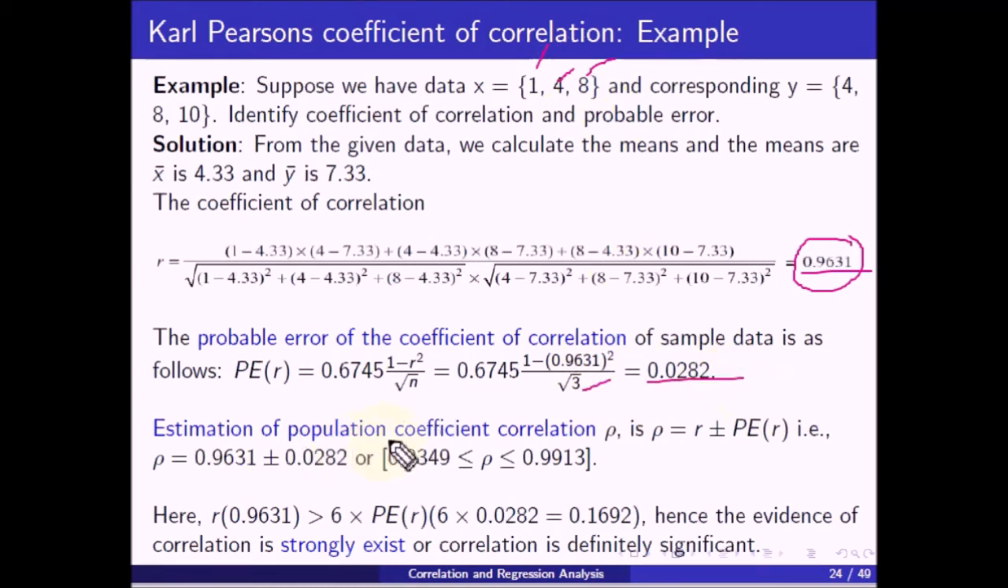Now the estimation of the population coefficient of correlation is r plus or minus probable error. So it is 0.9631 plus or minus the probable error 0.0282. That means the population correlation should lie between 0.9349 and 0.9913. And here the r value is greater than 6 times the probable error, hence the evidence of correlation strongly exists, or the correlation is definitely significant.